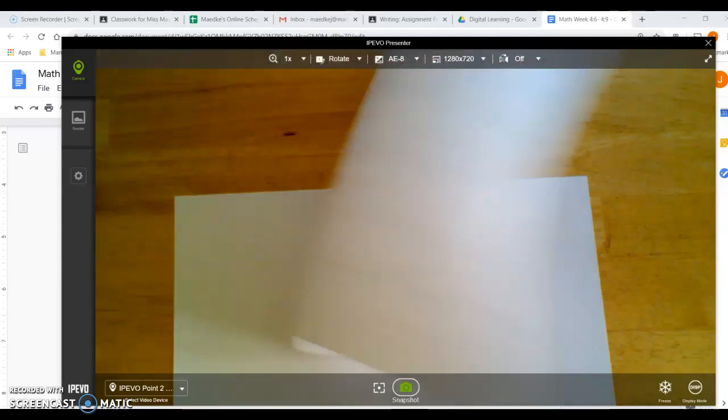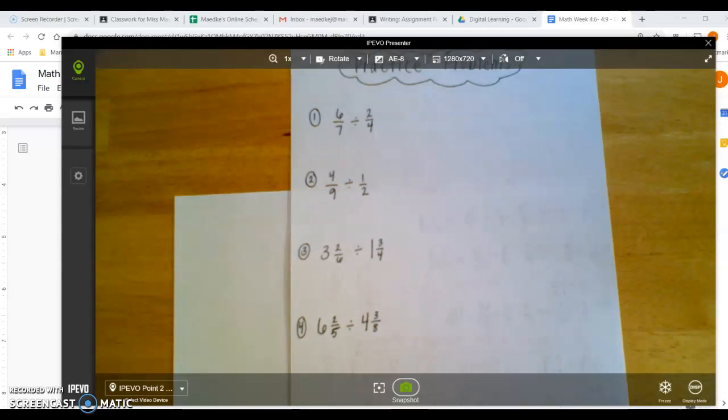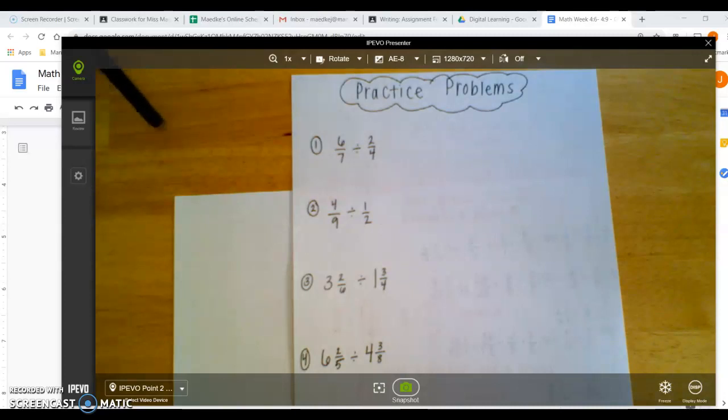So same thing we've been doing all week. Here are your practice problems. They will be attached to your Google Classroom for you to solve. Make sure you are showing your work. When we meet one-on-one or two-on-one or whatever it is, we are going to talk about the work that you are doing. So you have to make sure you are showing your work or able to answer my questions when I give them to you.